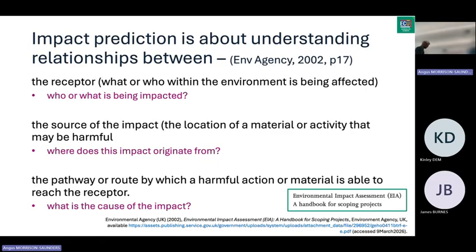If we go now to the UK, the Environment Agency of the UK in 2002 has this useful guide to scoping projects and thinking about predictions. They talked about three things you need to think about when you're predicting impacts. You need to be aware of who is the receptor of this impact. Who or what is being impacted? What is the source of the impact? We've got the development project, but what is it specifically about this development project that is causing this impact? And how does the impact arise? What's the pathway from the source to the actual cause?